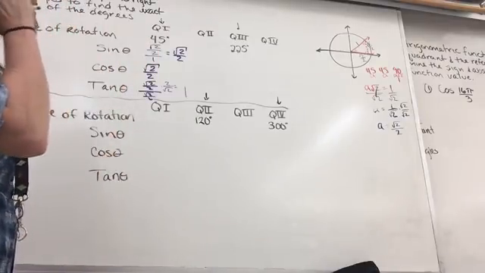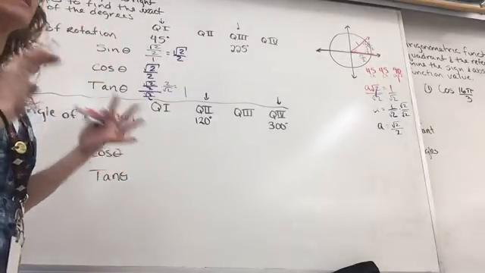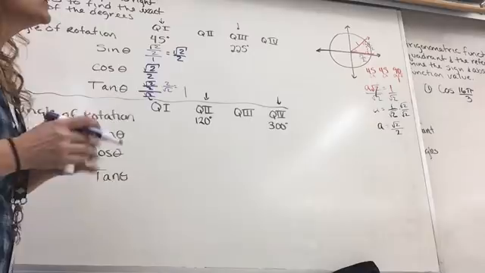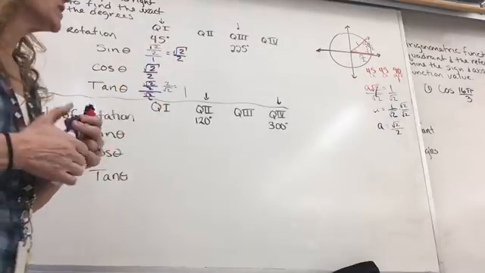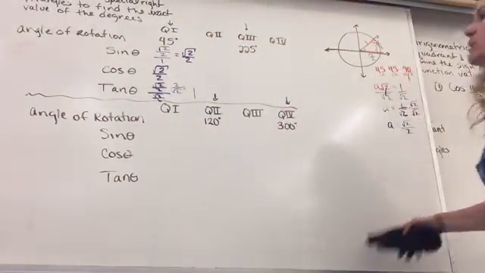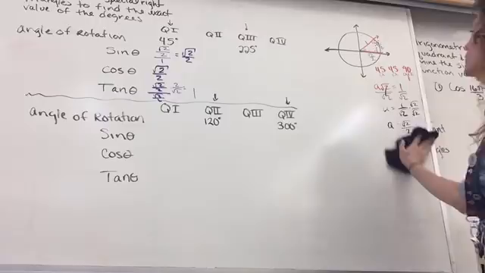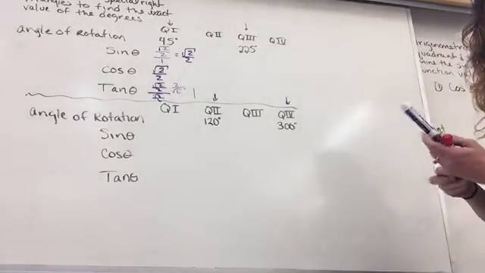Quadrant 3, we're going to find the exact value of 225 degrees. We're going to find the sine, the exact value of the sine of 225 degrees. So we're going to, again, draw a new unit circle. Okay? We're going to use that unit circle to answer all 3. So even though we're drawing another unit circle, we're using it to answer 3 questions. So here we go.